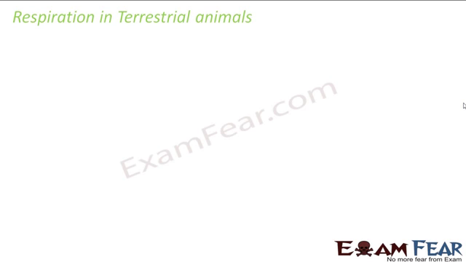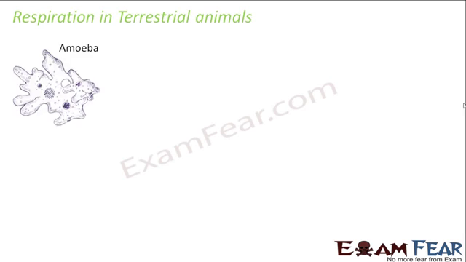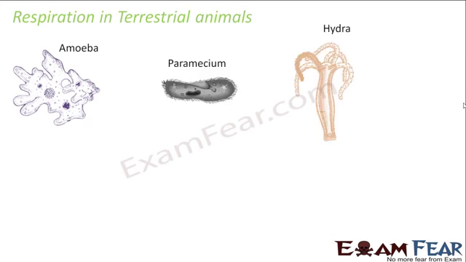Right? Okay, so with this, let us look at some of the terrestrial animals and what kind of respiratory system they have. So let us start with the simple organisms like amoeba, which is a unicellular organism. Amoeba, paramecium, hydra. These are some of the lower animals. That means they are simpler animals. So these animals do not have any specific organ for respiration. So how does respiration take place? Respiration occurs through the body surface. That means the exchange of gases happens through the surface of their body. The surface of their body itself acts as the respiratory surface. Right? So they do not have any specialized organs.